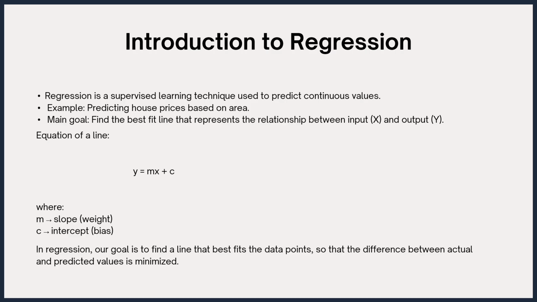The equation of this line is y equals mx plus c, where m is the slope and c is the intercept. Our main goal is to find the best values of m and c so that the predicted values are as close as possible to actual values.